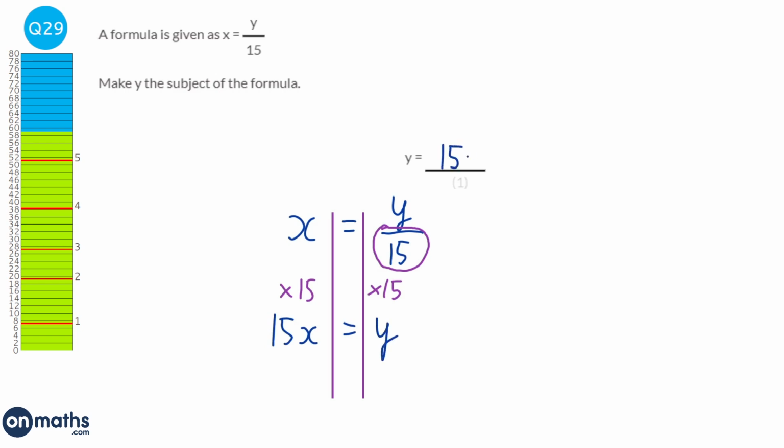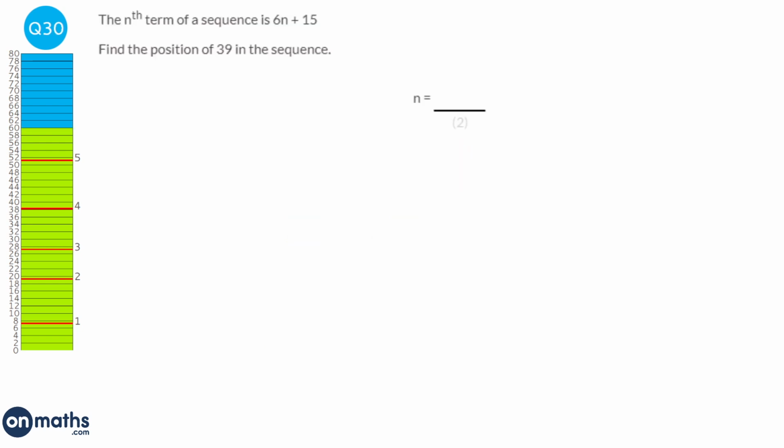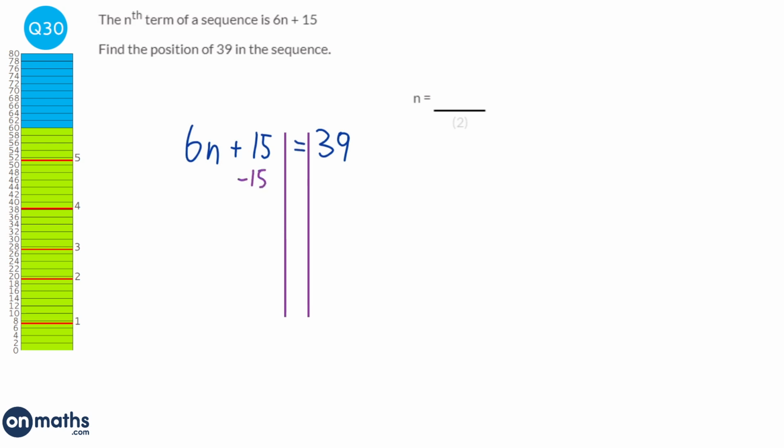So y is 15x. So when we're asked to find the position, we're basically finding out what n is, and we're told that the sequence has a 39 in it, and we're finding the position of 39. So we're going to equal the nth term to the 39 and solve it. So we're going to put in our solving lines. And the first thing we're going to do is take away 15 from both sides because we want n on its own. So we get 6n equals 39 take away 15, which is 24. Then we're going to divide both sides by 6.